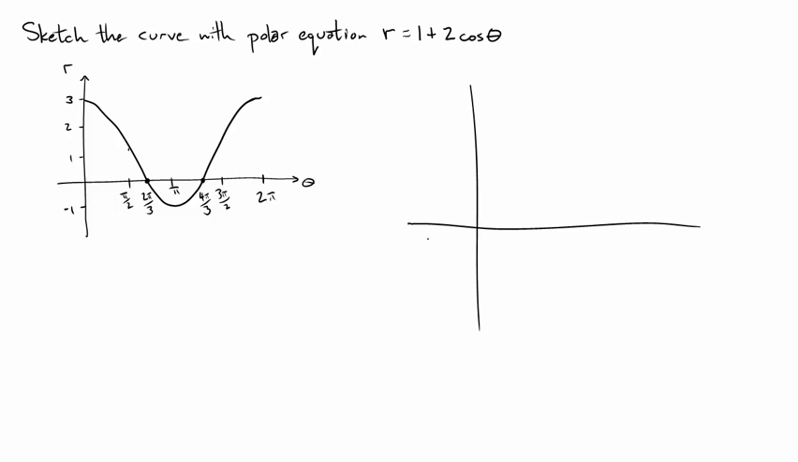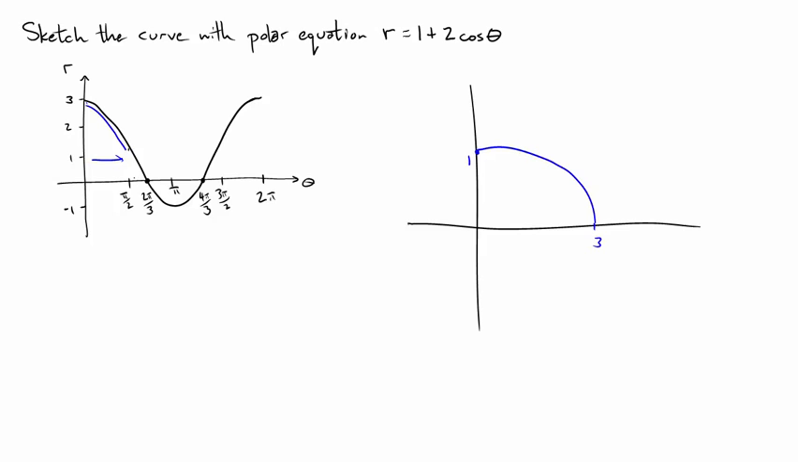Now to plot this as a polar equation. We'll start by looking at what happens when theta goes between 0 and pi over 2. That will be the curve in this first quadrant here. We see that r starts at 3 and decreases to 1. So maybe something like this.